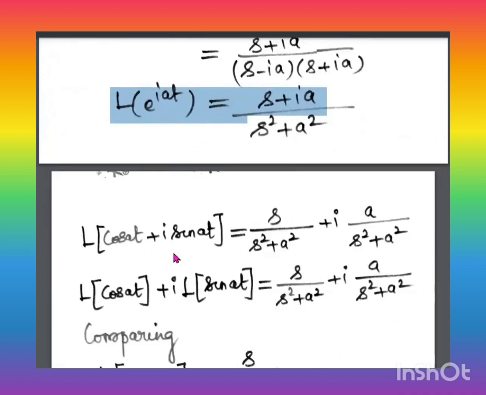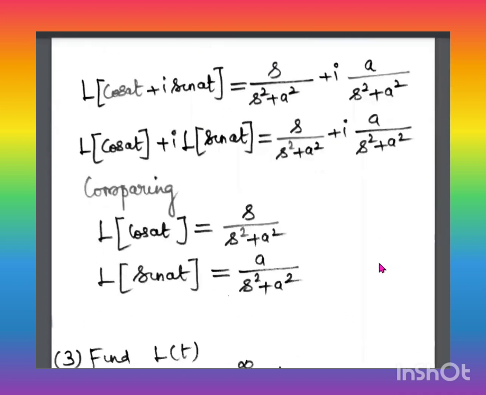So what is e power iat? Cos at plus i sin at. So Laplace transform of cos at plus i sin at is equal to, this can be separated into two parts. s divided by s square plus a square is the real part, plus i into a divided by s square plus a square is the imaginary part. So L of cos at plus i into L of sin at is equal to s divided by s square plus a square plus i into a divided by s square plus a square.